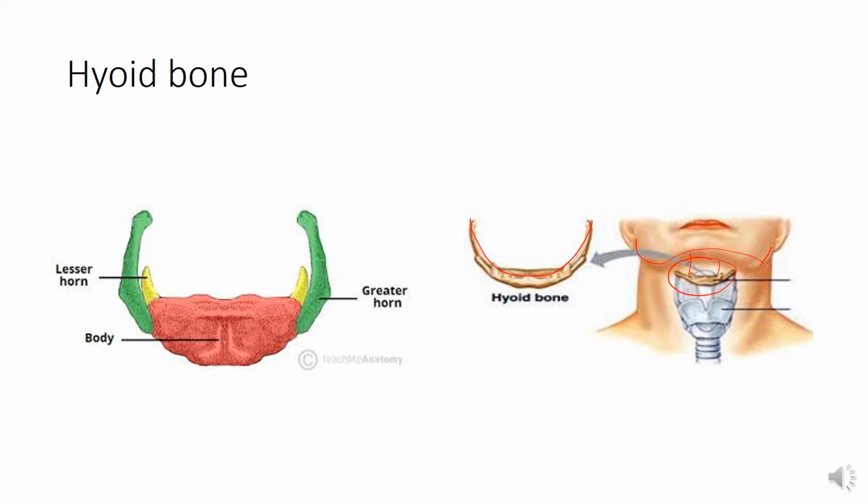So the various parts of the hyoid bone: here you can see that it has got a central part which is known as the body, and two horns, a smaller one, the lesser horn, and a larger one, the greater horn.